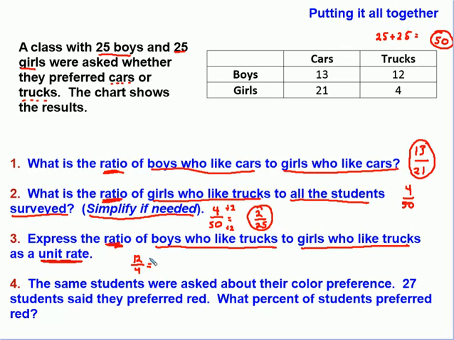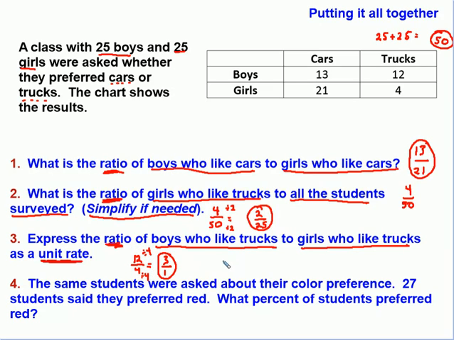Well, we could simplify, and that would give us, we know that 4 and 12 have a common factor of 4, so we divide 4 by 4 and we get 1. We divide 12 by 4 and we get 3. That'll leave us with 3 to 1, and that'll give us our answer. And that is our unit rate. We simply simplified there, dividing both of these by 4.